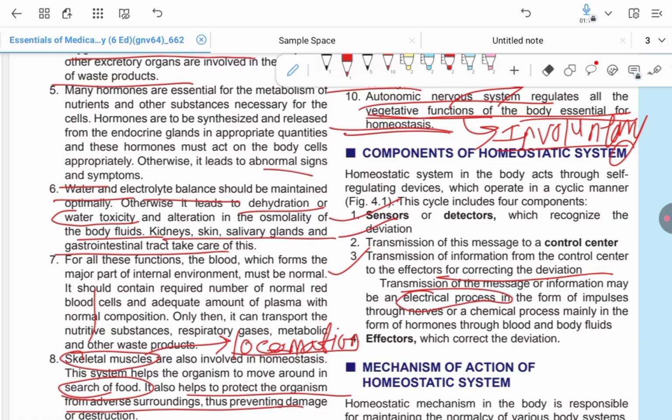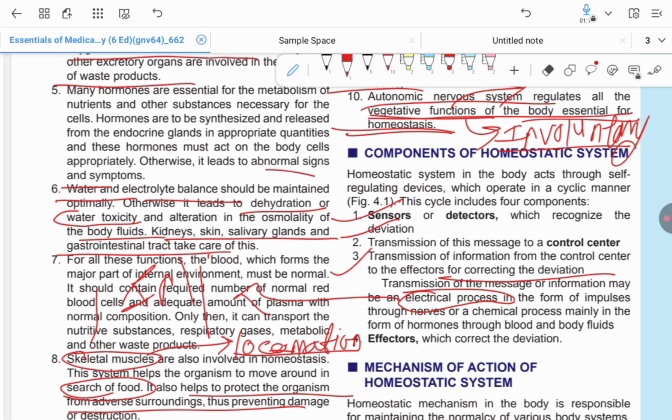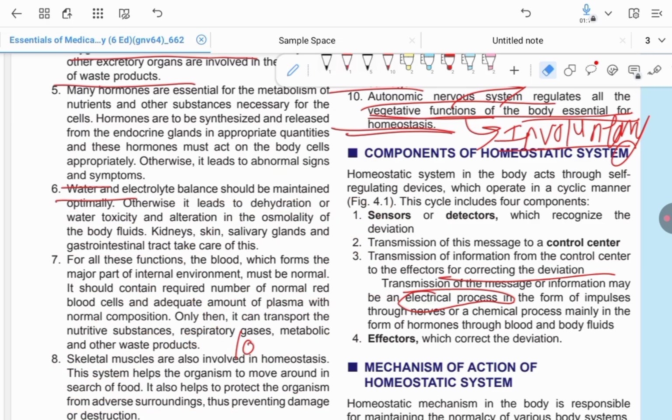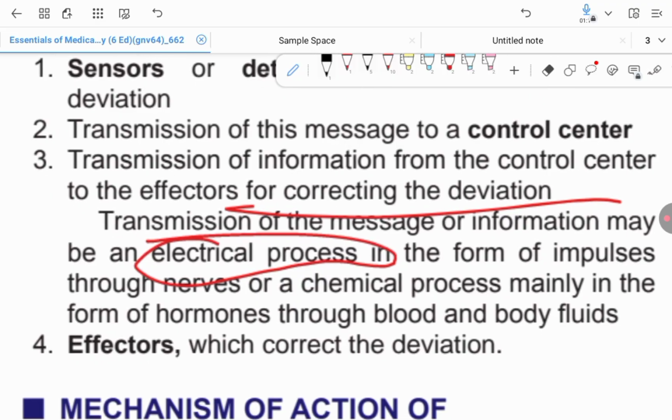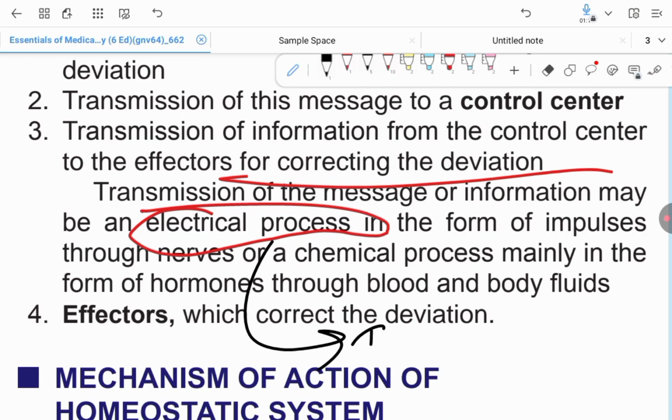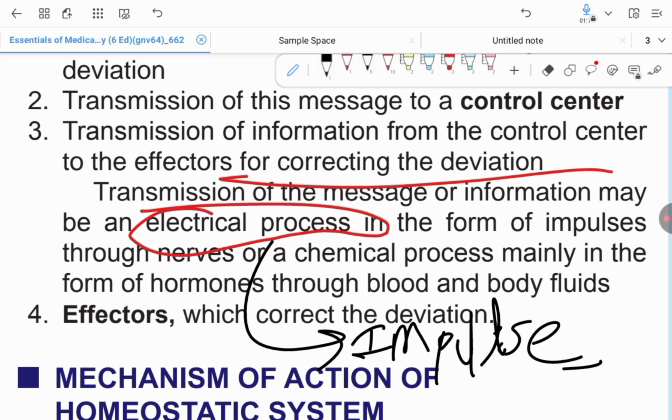What is meant by electrical process? We can say in the form of impulse. Okay, in the form of impulse.